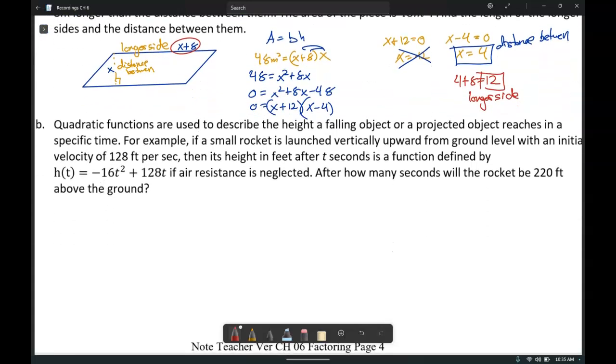Here we have a quadratic function that describes the height of a falling object or projectile. Given the function h of t, how many seconds will the rocket be at 220 feet above the ground? Well, this measures height, so we can substitute height in order to find t, how many seconds. We want to solve for t.